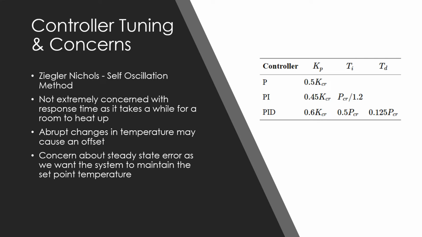I'm not really concerned with response time, as it's going to take a while for a room to heat up, so we don't really need our response time to be within seconds. I'm more concerned with abrupt changes in temperature, as this may cause an offset, as we already tuned the PID for a certain situation. And I'm concerned with steady state error, as we don't want the system to stray from that set point temperature. We want it to stay on that set point.